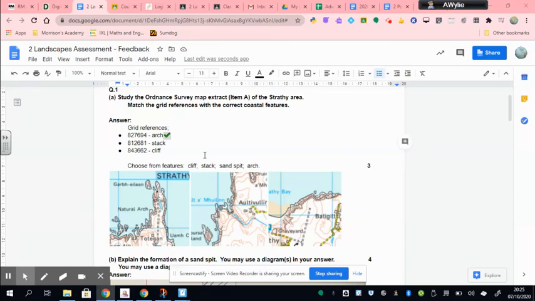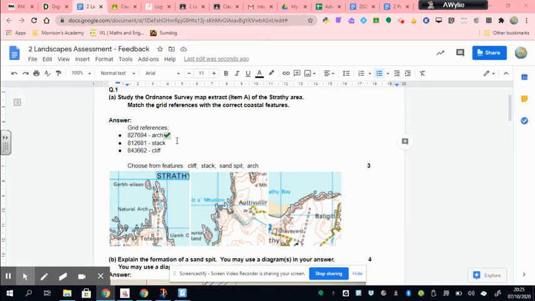Okay, in this tutorial, I'm going to review the landscapes assessment and look at what you should have written and the kind of model answers that we'd be looking for you to produce if these were questions you were really asked. And please pay attention to some of the advice you're given about how to answer some of these questions.